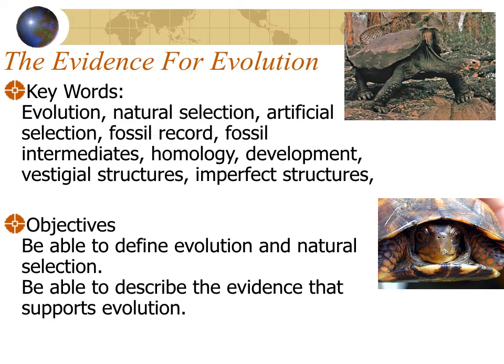All right, chapter 18 starts out with talking about evolution, defining it, defining natural selection, and then talking about some types of evidence that support evolution. And that's kind of where we're headed. And so those keywords there, those are related to that evidence. And I've got a couple pictures of two different species of tortoises. One's the box tortoise from the United States, and the other's a Galapagos tortoise.